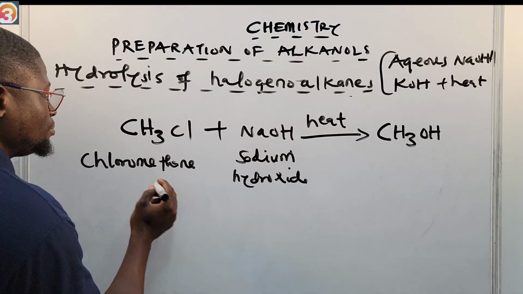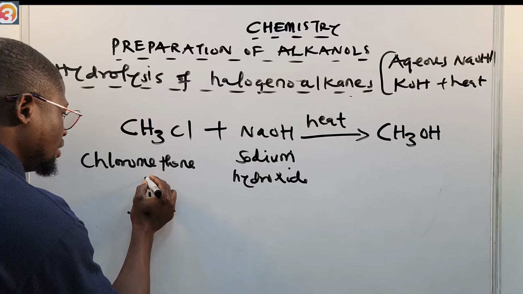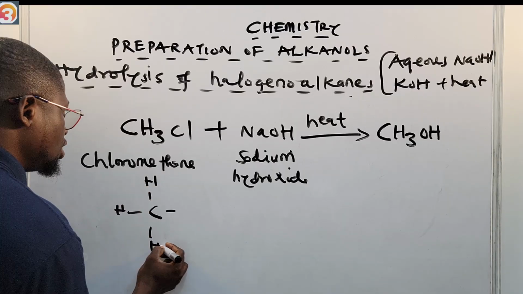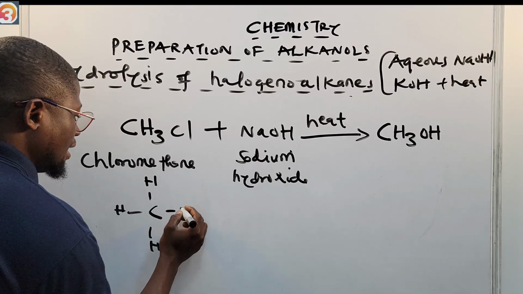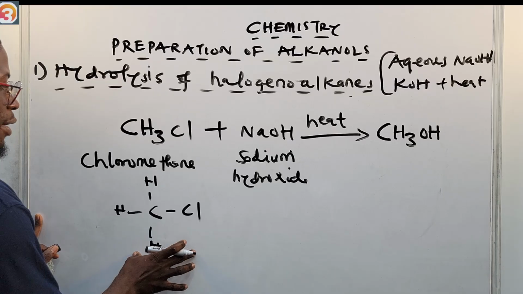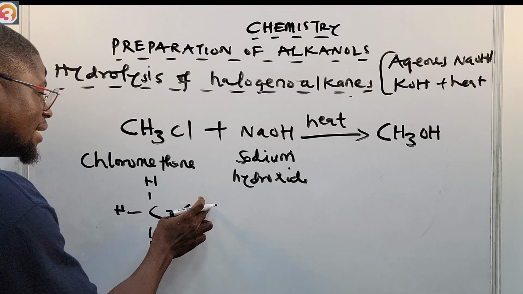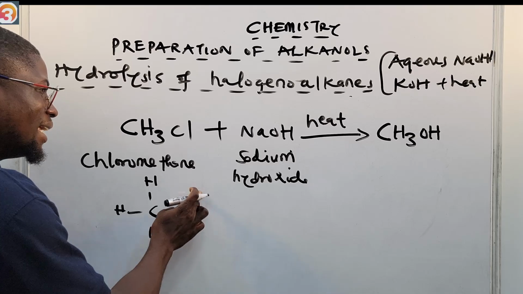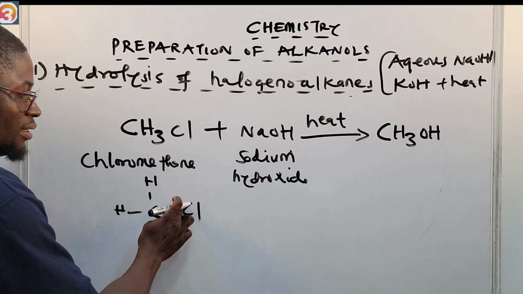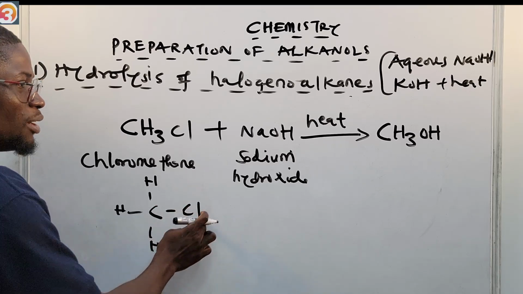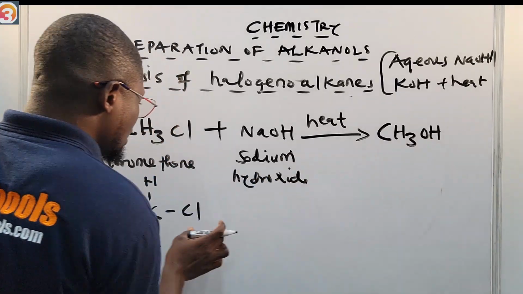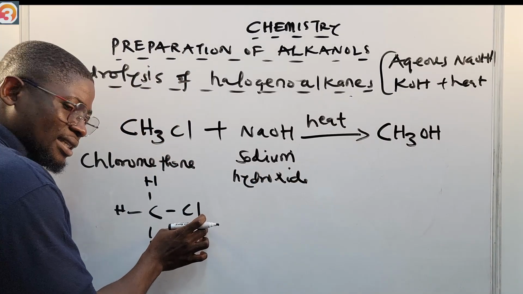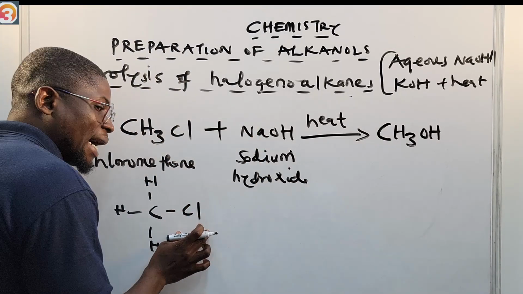Look at what happens here. The CH3 now has Cl here. This is our chloromethane. So the alcohol that will be formed, the OH will replace this halogen in the product side. It is where this halogen is that the OH will appear.